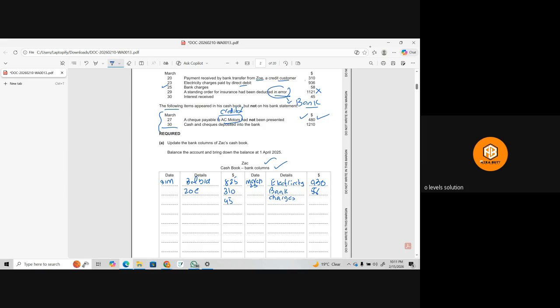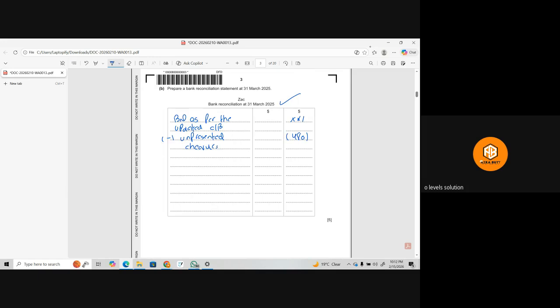After that, the second one is they are saying cash and checks deposited into the bank, which is 1210. So you deposited this into the bank, but the bank did not add it yet. So it means that this is basically our uncredited checks. Today or tomorrow, of course, this balance will be added into your account by the bank. So that is why we have to add this here.